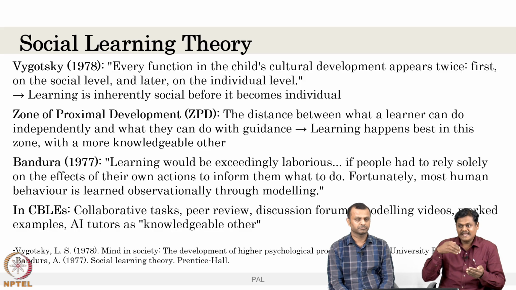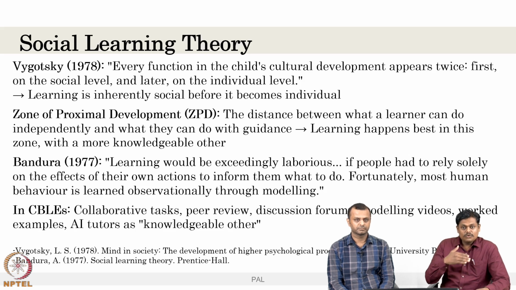But before saying something for the first time, it has already happened in that child's mind by observing others. That is what Vygotsky tried capturing in the social learning theory. So learning is inherently social before it becomes individual. This was the baseline of the social learning theory given by Vygotsky.